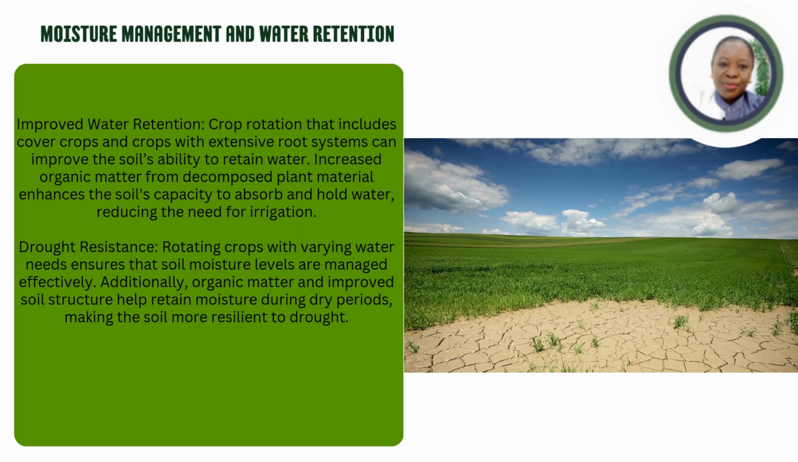Crop rotation that includes cover crops and crops with extensive root systems can improve the soil's ability to retain water. Increased organic matter from decomposed plant material enhances the soil's capacity to absorb and hold water, reducing the need for irrigation. Drought resistance. Rotating crops with varying water needs ensures that soil moisture levels are managed effectively. Additionally, organic matter and improved soil structure help retain moisture during dry periods, making the soil more resilient to drought.